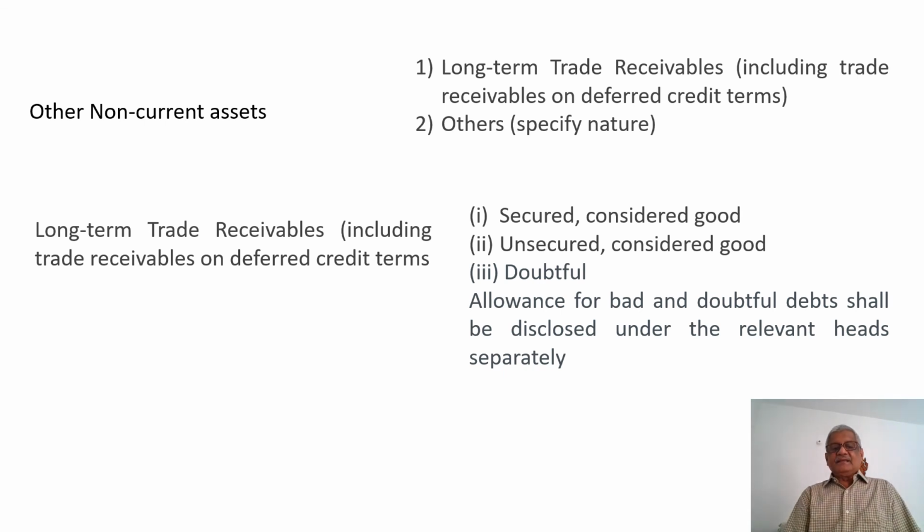Similarly, any other item which will not fit into any other heads comes under other non-current assets. And long-term trade receivables again need to be subclassified as secured considered good, unsecured considered good, doubtful. And allowance for bad and doubtful debt shall be disclosed under the relevant heads in case you have made some provisions for that.